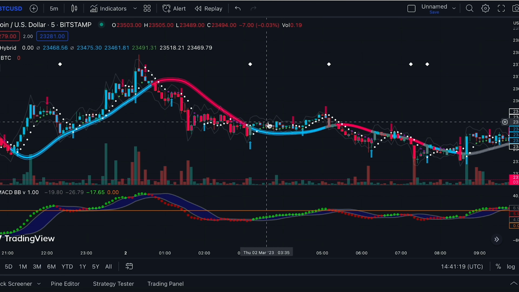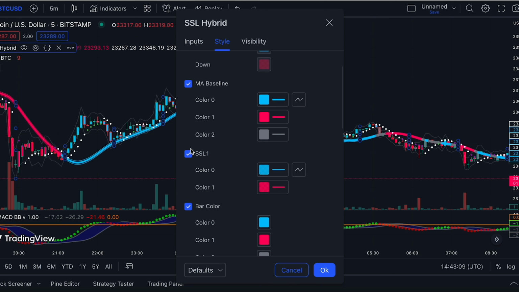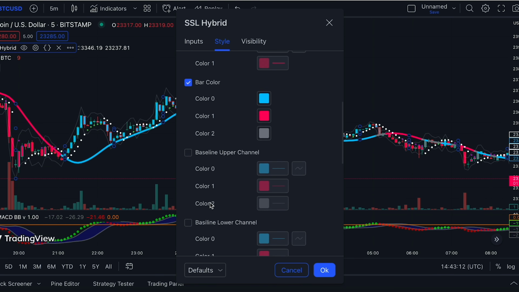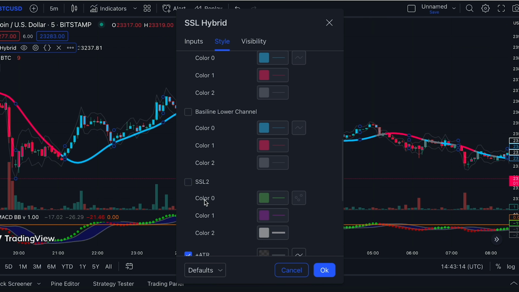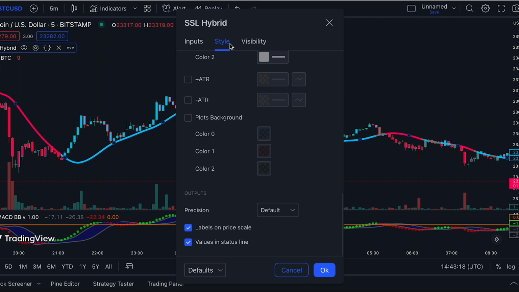Let's now adjust the parameters to improve the indicators. Go to the SSL hybrid indicator options first. Then select the Style option. All of the boxes will be cleared, with the exception of the MA baseline and the bar hues. Once you've completed that, go to the Inputs page.